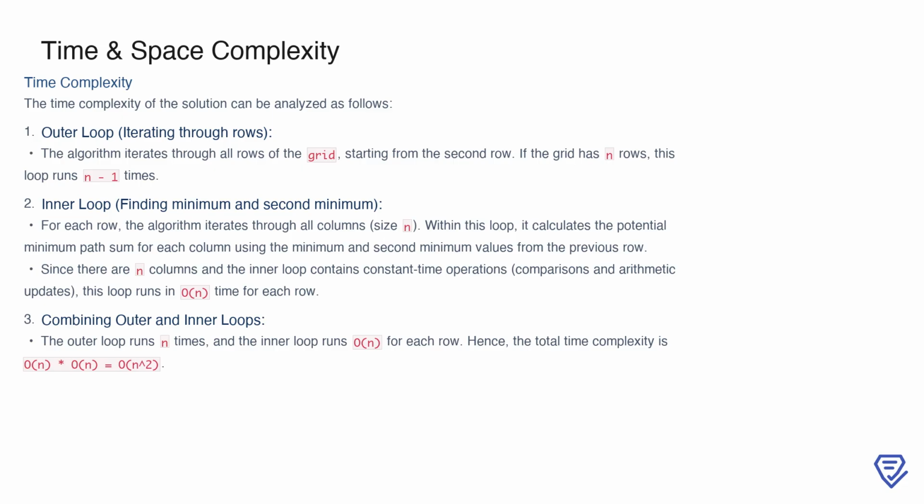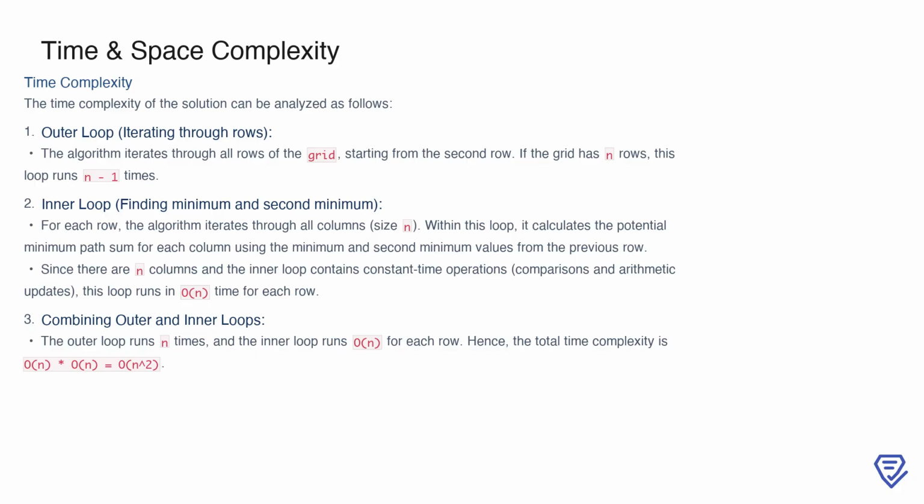To analyze the time complexity of this solution, let's first consider the outer loop. This loop iterates through all the rows of the grid, starting from the second row. If the grid has n rows, the outer loop runs n-1 times, which we approximate to n in big O notation. Next, within each iteration of the outer loop, the algorithm processes all columns in the current row to calculate the potential minimum path sum for each column. Since there are n columns, this inner loop runs in O(n) time.